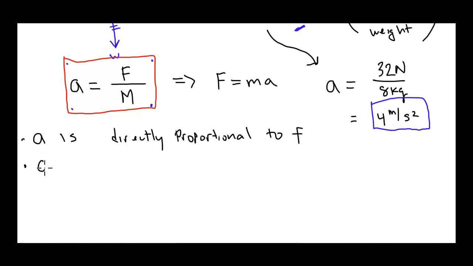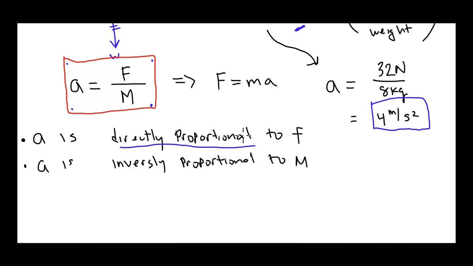And then we'd say acceleration is inversely proportional to mass. Well, inversely, you know what I'm trying to say there. So this is just a little bit of vocab. You might remember that from math class. Directly proportional, meaning if F goes up, A goes up. Inversely proportional, meaning if M goes up, A goes down. Hopefully that makes sense.